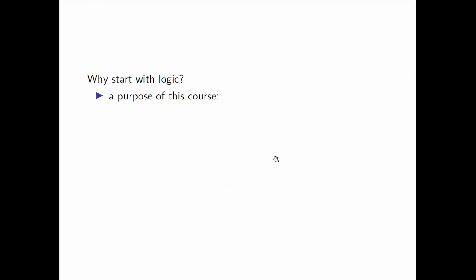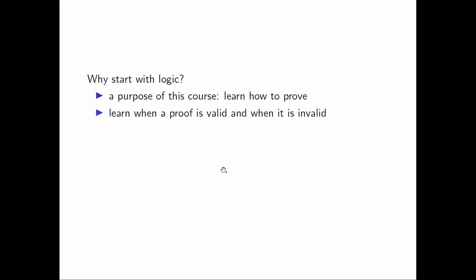One of the main goals of the course is to help you understand how to write valid proofs and how to tell when a proof is valid and when a proof is invalid, because there are a lot of proofs that are written that are invalid. Even in high-level math journals, people sometimes write invalid proofs, and sometimes it can be difficult to tell when a proof is invalid. But during this first unit, when we look at logic, we're going to figure out how to tell when a proof is valid or when it's invalid.